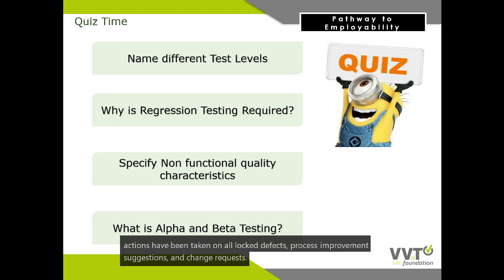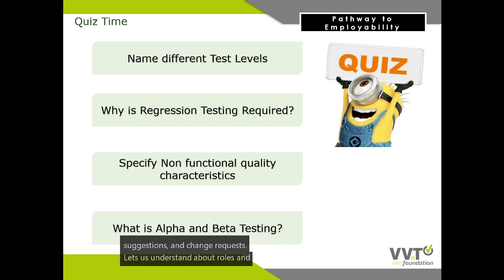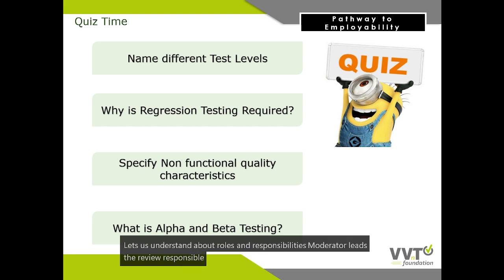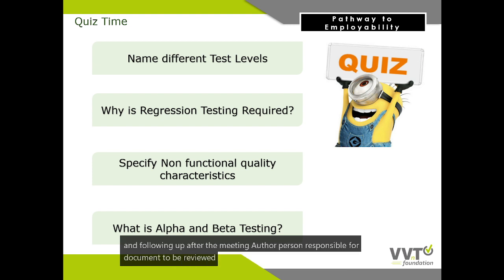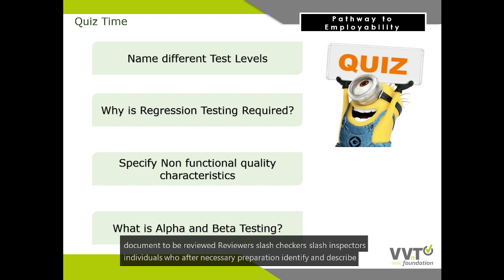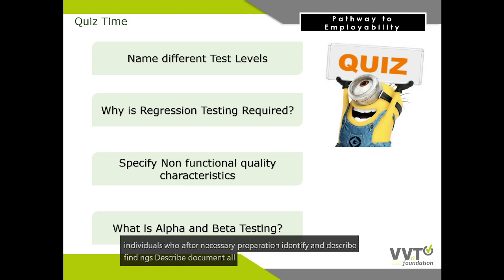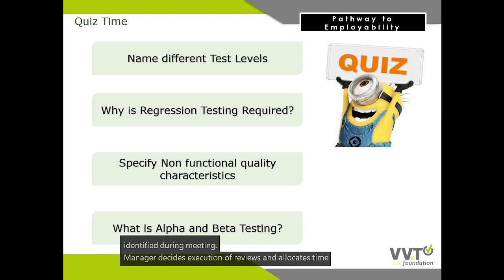Let's understand about roles and responsibilities. Moderator leads the review. Responsible for planning the review, running the meeting and following up after the meeting. Author, person responsible for document to be reviewed. Reviewers/checkers/inspectors, individuals who after necessary preparation identify and describe findings. Scribe, document all issues, problems, and open points identified during meeting. Manager, decides execution of reviews and allocates time in project schedules.